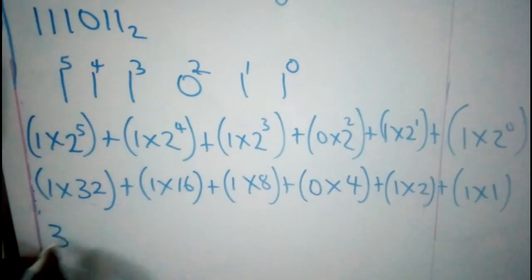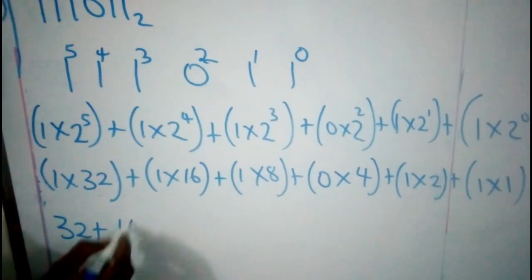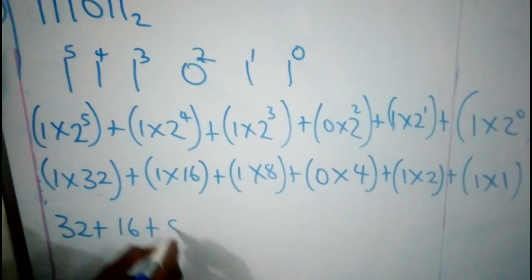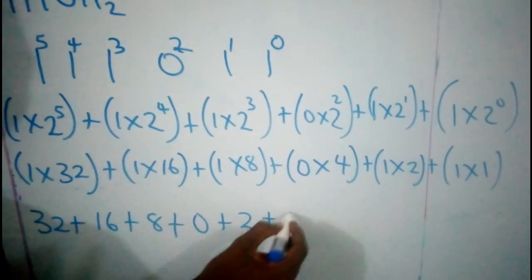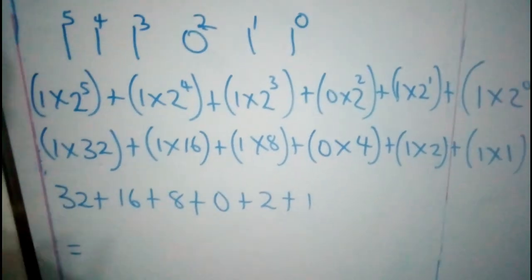Alright, let's open the bracket. 1 times 32, 32. 1 times 16, 16. 1 times 8 is 8. 0 times 4 is 0. 1 times 2 is 2. And 1 times 1 is 1. So we need to solve. Be careful with your addition too.